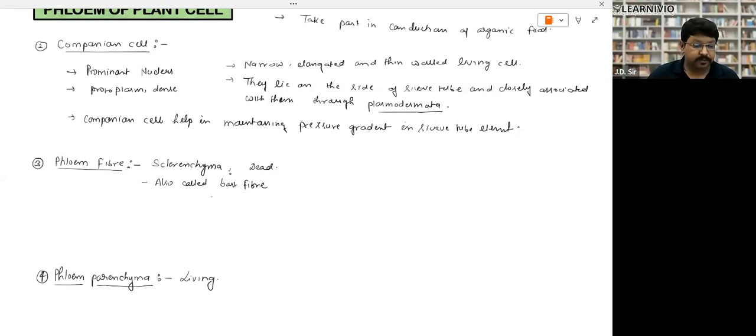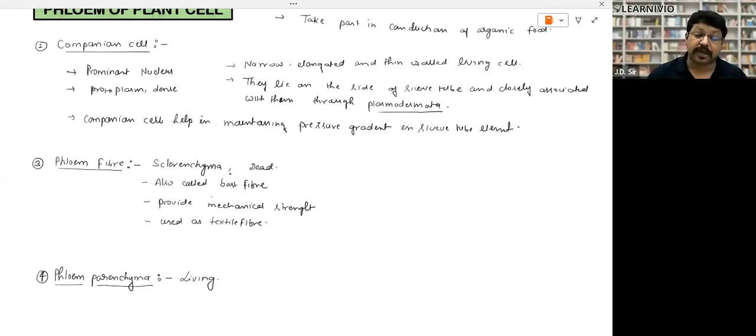Phloem fiber provide mechanical strength to phloem column. They are used as textile fiber. That you need to remember.